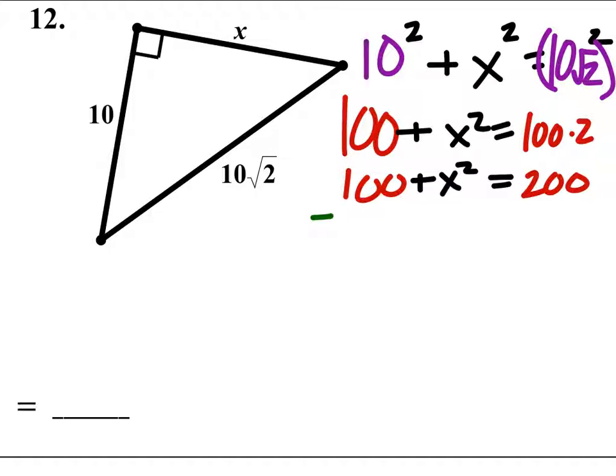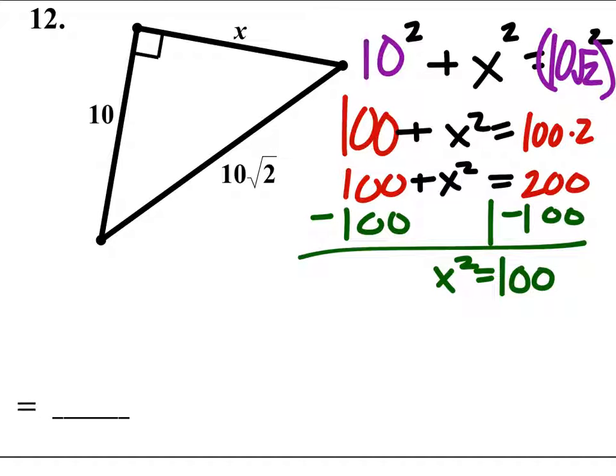Now we're going to go ahead and subtract 100 from both sides. Alright, let's go ahead and square root both of these. And I got x is 10. Done.